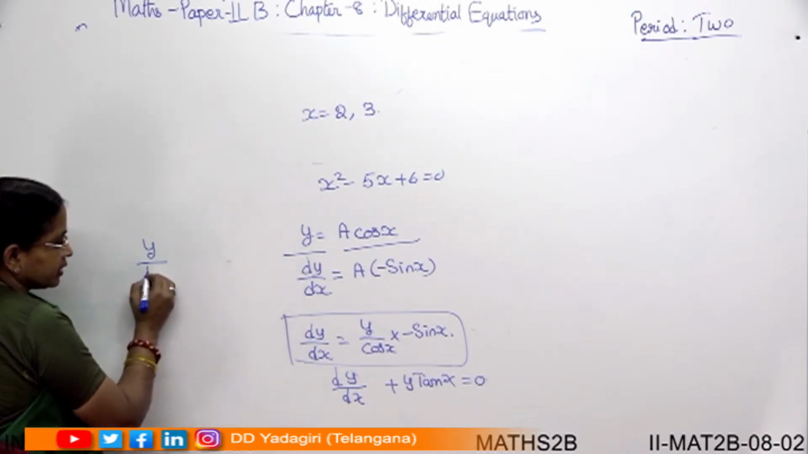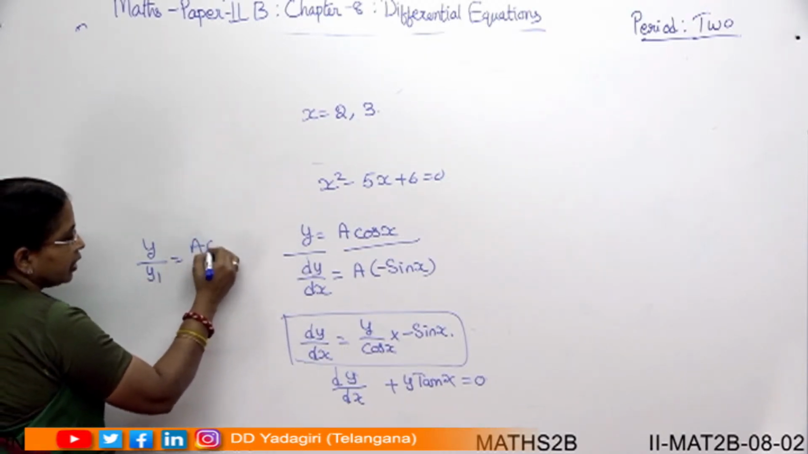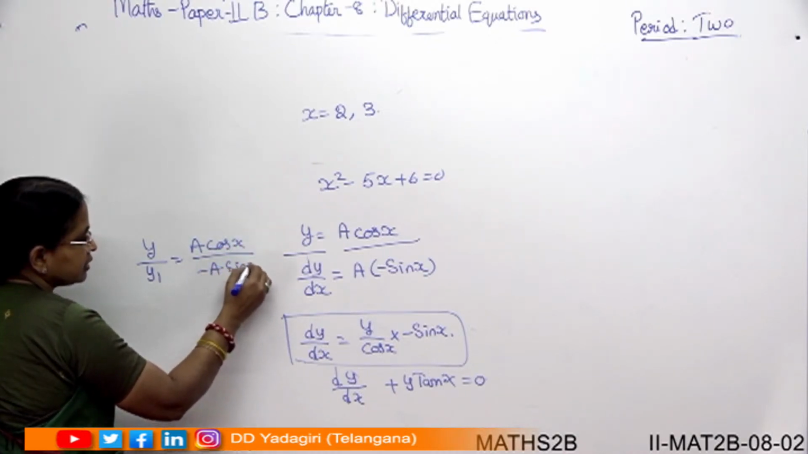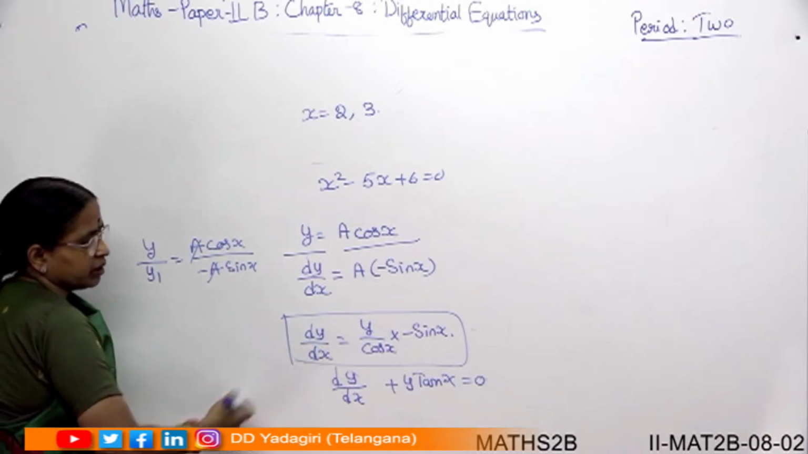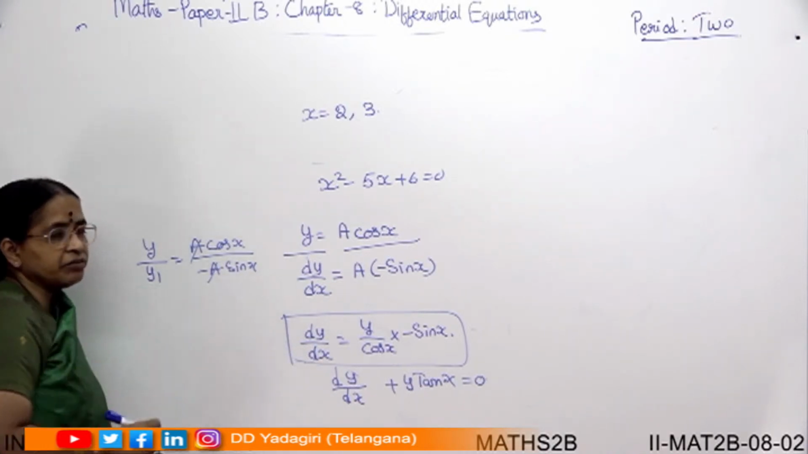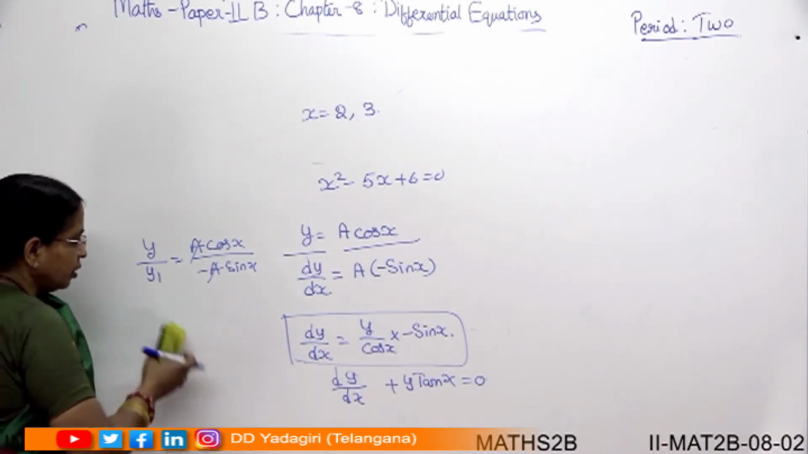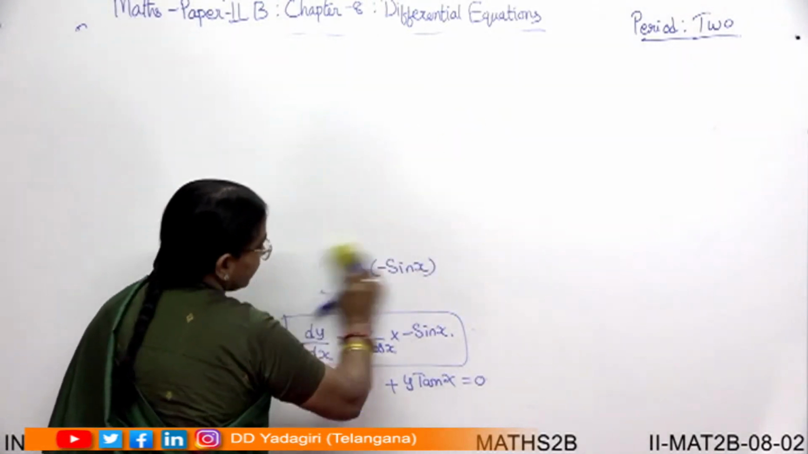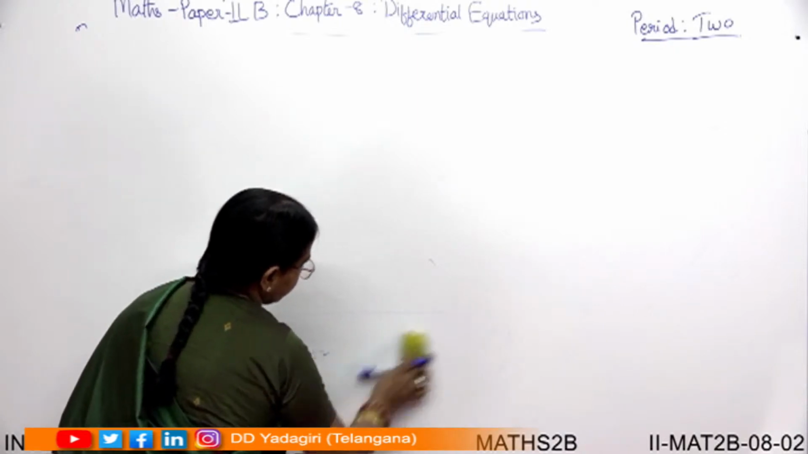I'll write dy by dx as y1 is equal to a cos x by minus a sin x. So what happens? This a gets cancelled. It is the same thing here. So like this, you have different ideas to form the differential equation, to eliminate the arbitrary constants in those equations.